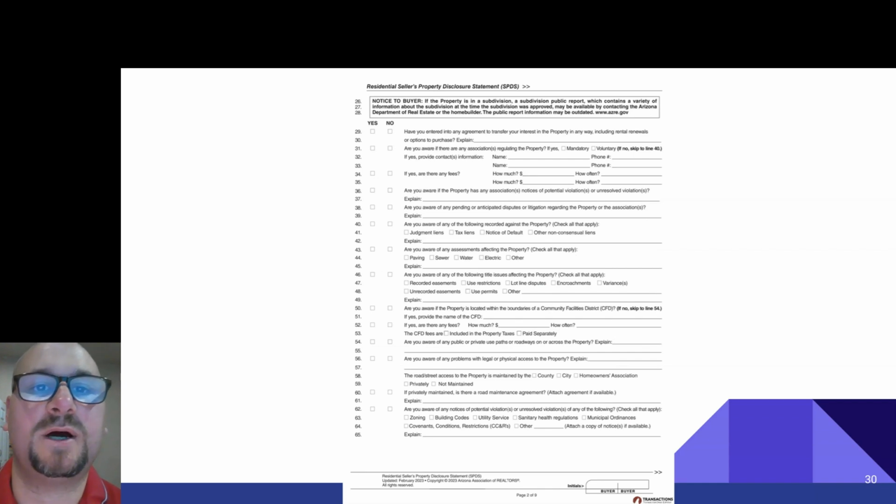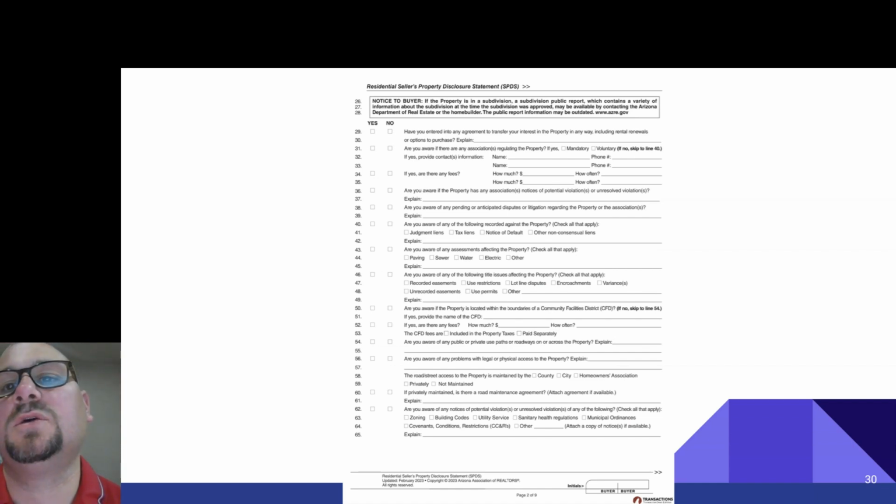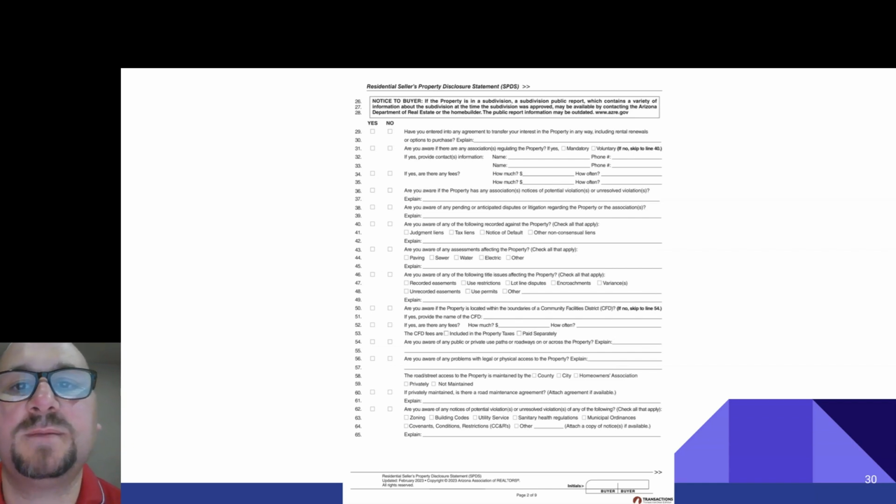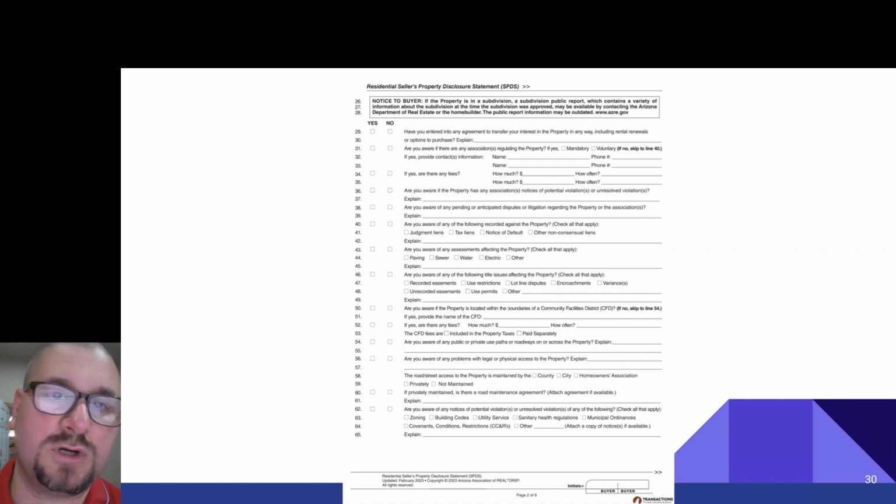So notice to the buyer, if the property is in a subdivision, a public report, which contains a variety of information about the subdivision at the time the subdivision was approved, may be available by contacting the Arizona Department of Real Estate or the home builder. The public report information may be outdated, so visit azre.gov. All right, so you're going to list yes or no for all these questions.